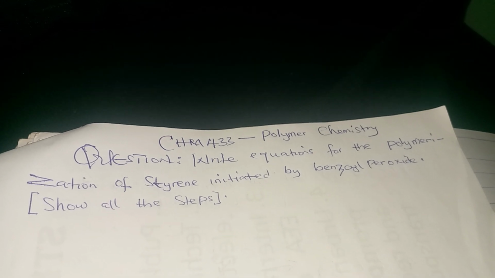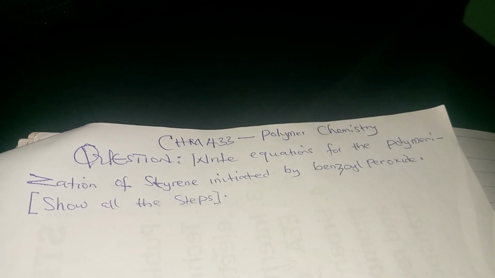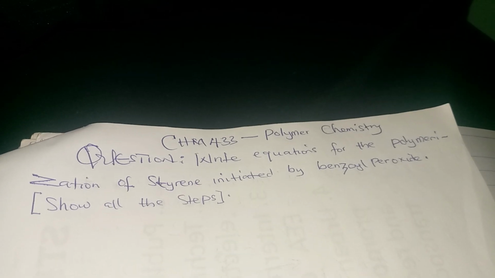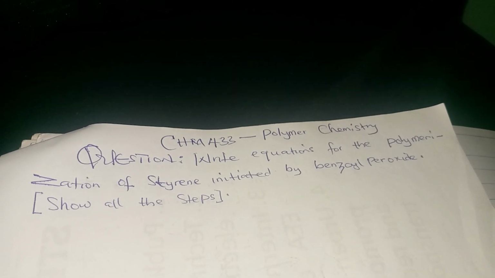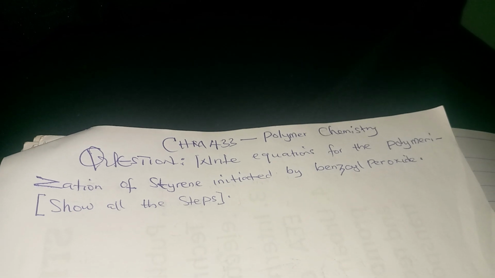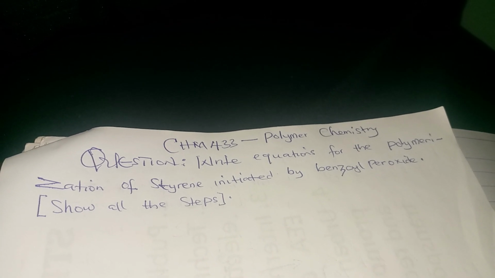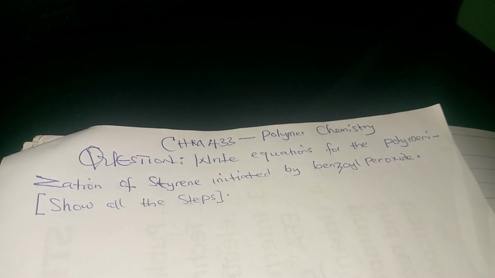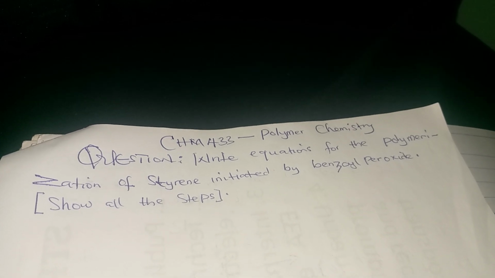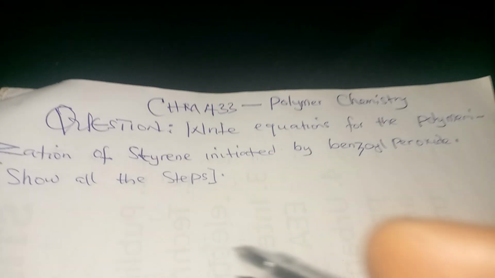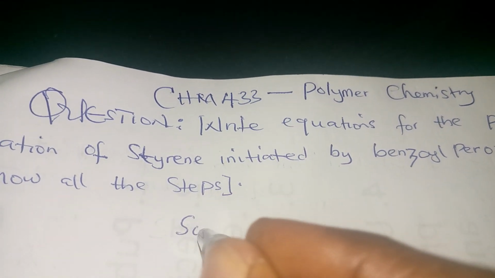This is Chem 433, Polymer Chemistry. We have a question here to deal with. The question says, write equations for the polymerization of styrene initiated by benzoyl peroxide. Show all the steps. Okay, let's see how it is being done. Solution.